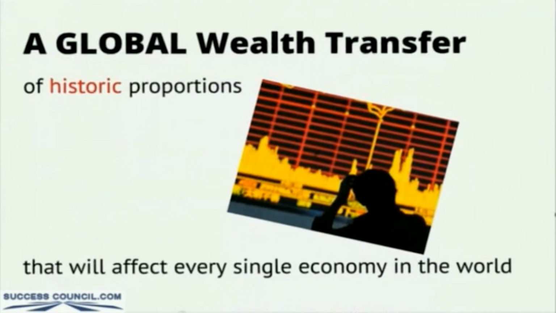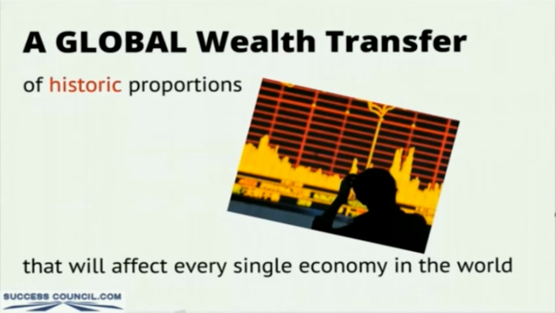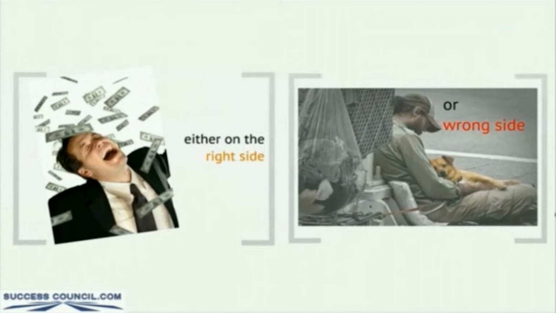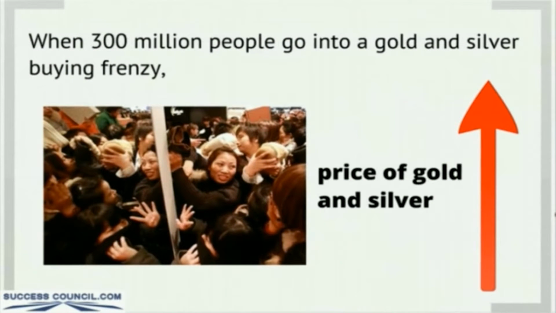This time, it is a global wealth transfer of historic proportions that will affect every single economy in the world, because almost all currencies in the world are fiat, worthless paper backed by nothing. You will have exactly one shot at this. There will be no do-overs, and the forces at work are merciless and impersonal. You are either on the right side or the wrong side of the wealth transfer, period. When 300 million people in the richest nation on earth go into a gold and silver buying frenzy, along with billions of other people around the world, the price of gold and silver will reach heights never seen in history.